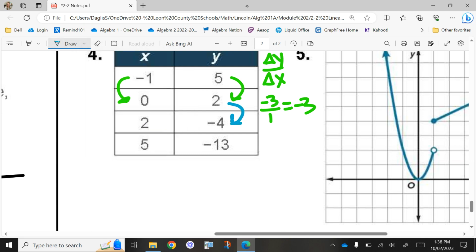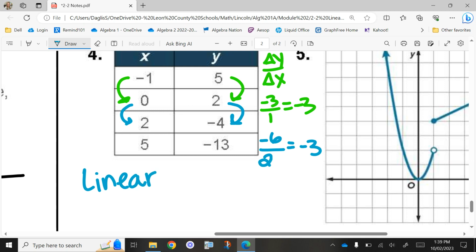How does 2 become -4? Down 6. So from 2 to -4, you're going down, so from 2 to 0 is 2, right? And then down 4 more. So down 6. All right, how does 0 become 2? You add 2. What is -6 divided by 2? Uh-oh. It's -3. So are they the same? Yup. So what is it? It is linear.